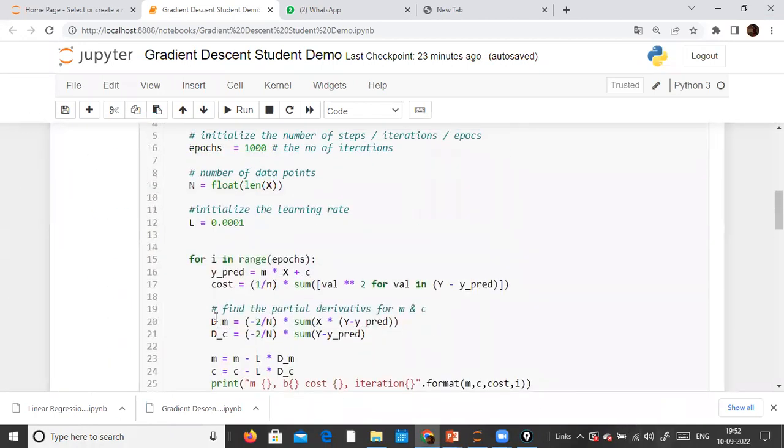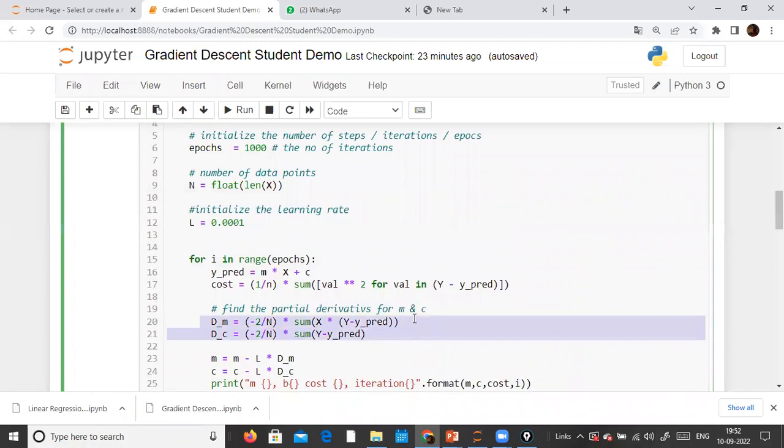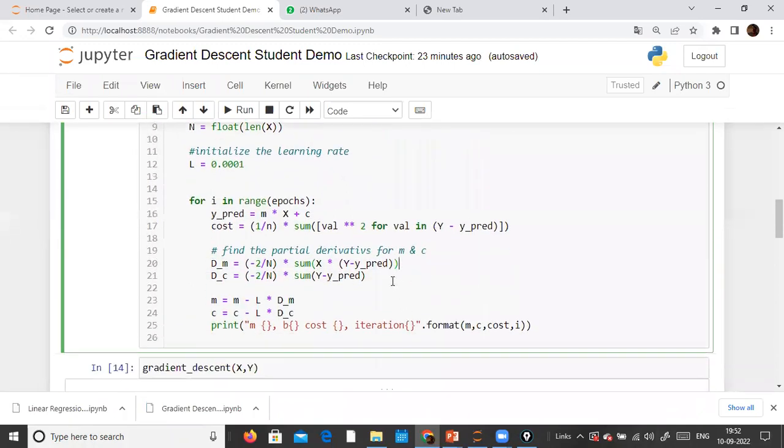This is the equation, right? So partial derivative for MNC. Why do we need to find out the partial derivative for MNC? Because we need to know the gradient, right? We need to know the slope. So once you know the slope, the direction or the gradient, the next step is you need to take the product of learning rate by your gradient for the slope, and then you need to subtract it from your current position so that you will get the new position.